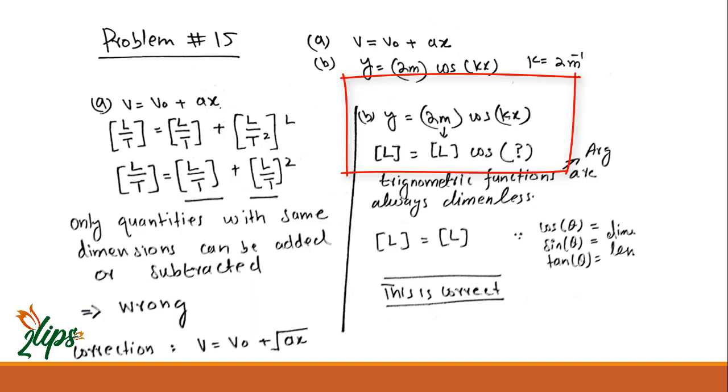Further, you can see that in the question the dimensions of k are given, which is inverse meter or inverse length, and the dimension of x is length. So length into length inverse is equal to 1, meaning there are no dimensions. We can also check in this way. So this formula is dimensionally correct.